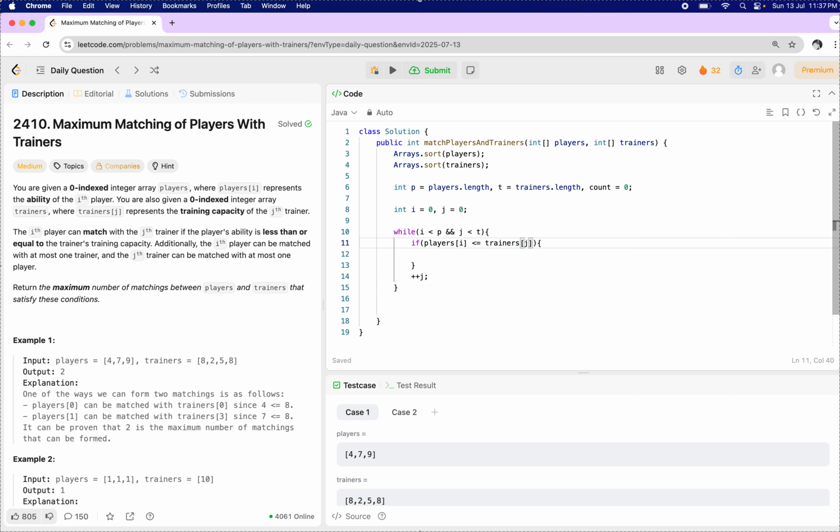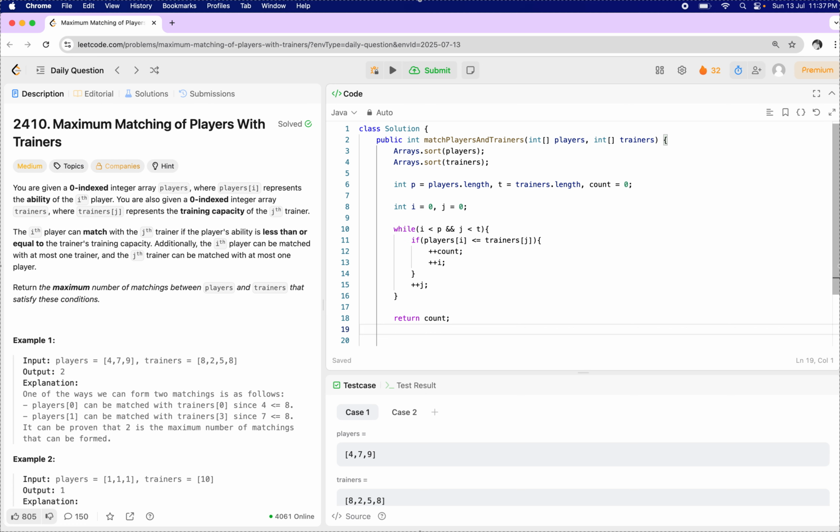If it is less than or equal to, then in that case we'll increment the count of the players and the i index as well. Otherwise, in both cases, we'll be incrementing j, because this is outside the if block. So j is always getting incremented, but i is incremented only when the ith player's capacity is less than or equal to the trainer's capacity, and we'll be returning the count value.